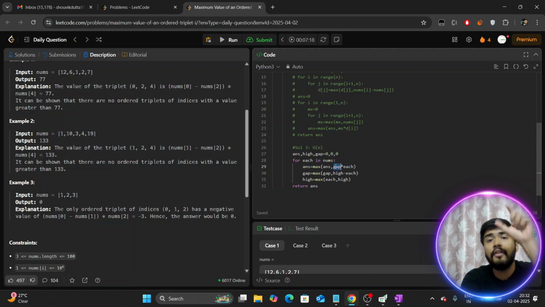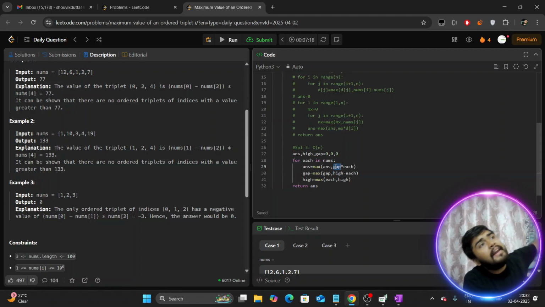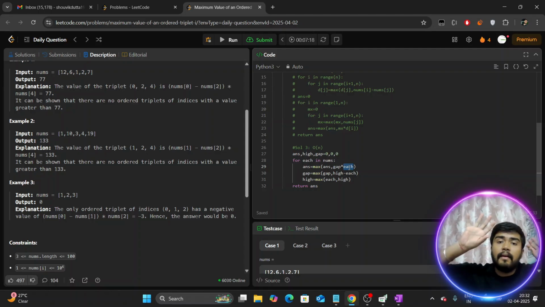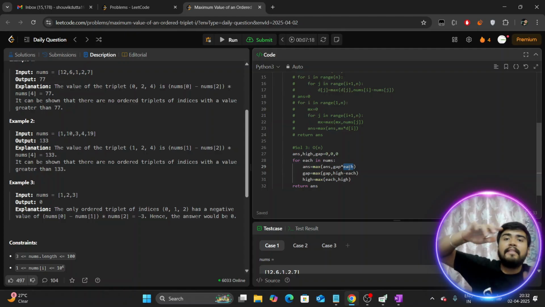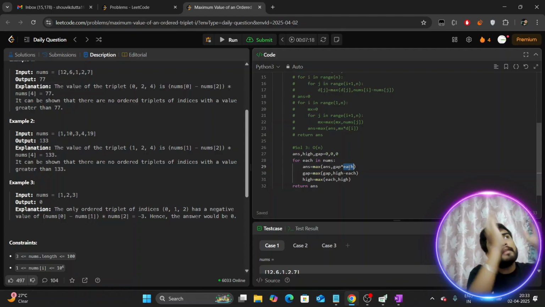I can't use that gap for the current index. Because gap basically, what is the maximum gap to my left, where my each is pointing, to its left? I can't make the gap maximize to the current index and then do the multiplication. No. So gap means the maximum i minus j I have figured out to the left of my k.